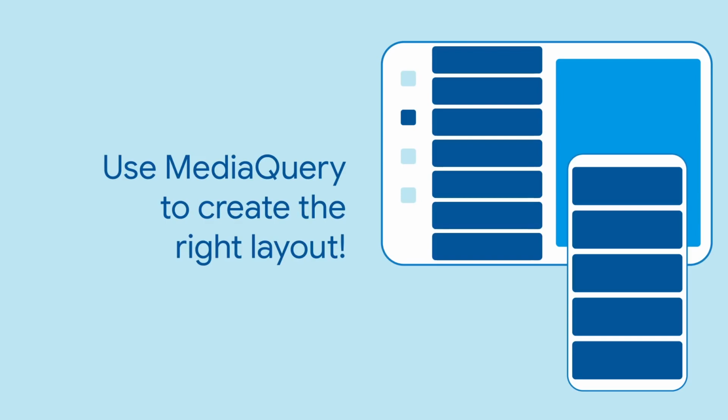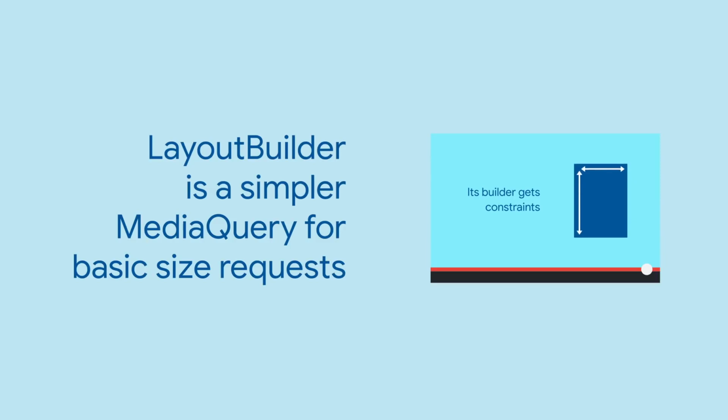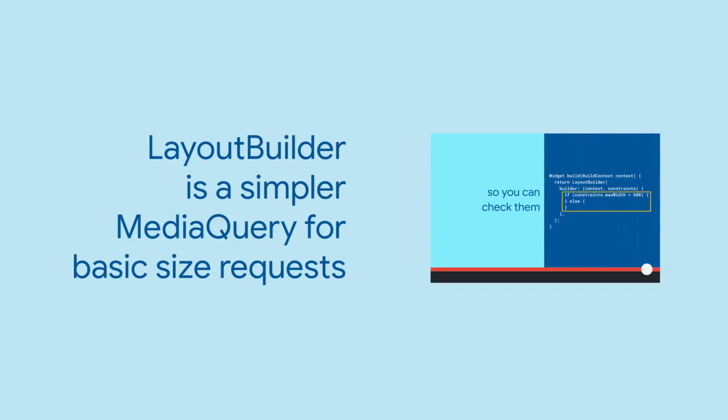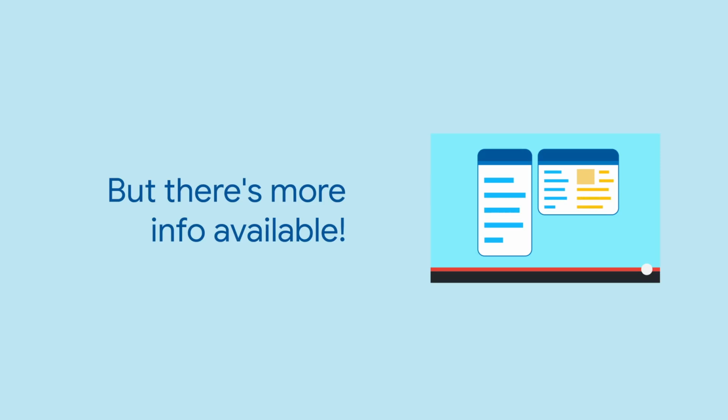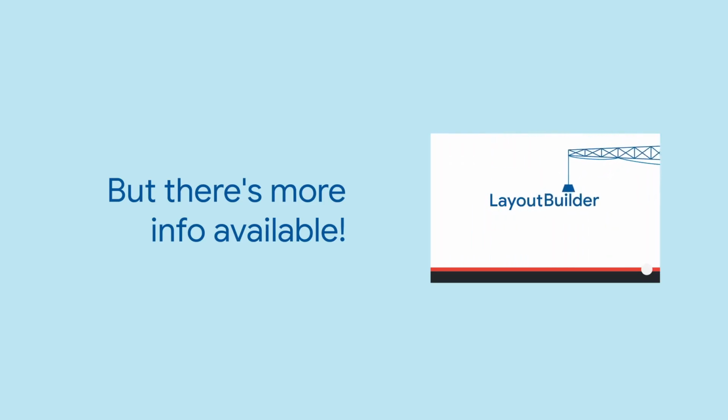Thanks to MediaQuery, you can get information about what size device you're on, as well as user preferences, and build your layout accordingly. A previous widget of the week introduced Layout Builder, which can tell you how much space a particular widget has available. MediaQuery provides a higher level view of your app's screen size and can provide more detailed information about user layout preferences.